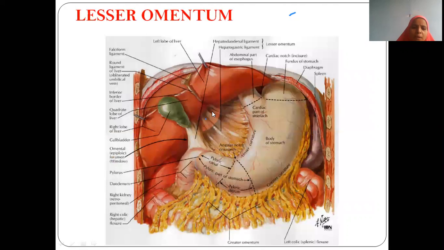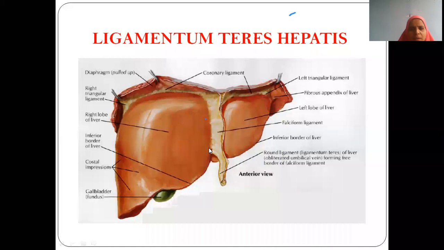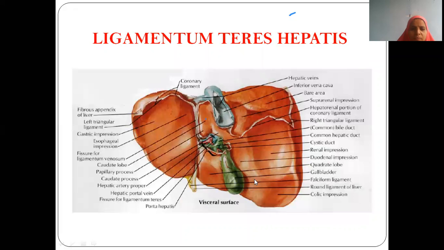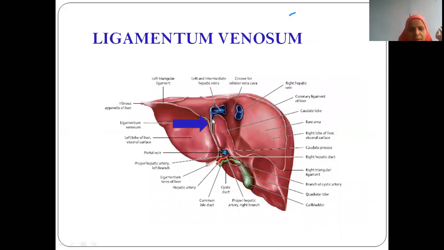This is lesser omentum, extending from where? Porta hepatis to the lesser curvature of the stomach. Margins of porta hepatis are giving attachment to the lesser omentum. Ligamentum teres actually started from the umbilicus. I told you it is a remnant of the umbilical vein, the obliterated umbilical vein. These are different pictures. This is ligamentum venosum. Already I told you. Anterior layer, greater sac, posterior layer, lesser sac, parts of peritoneum, ductus venosus.